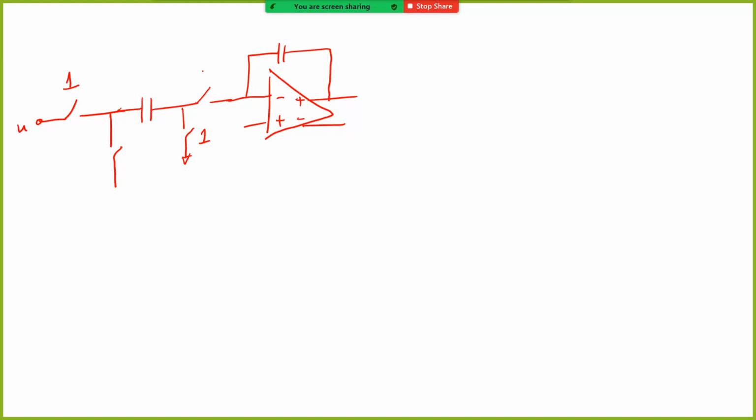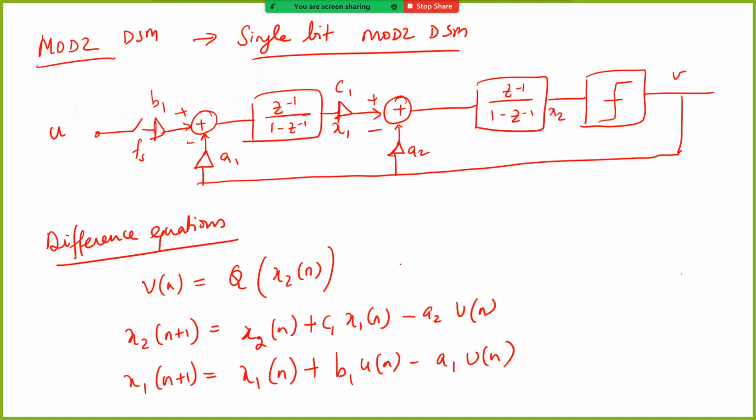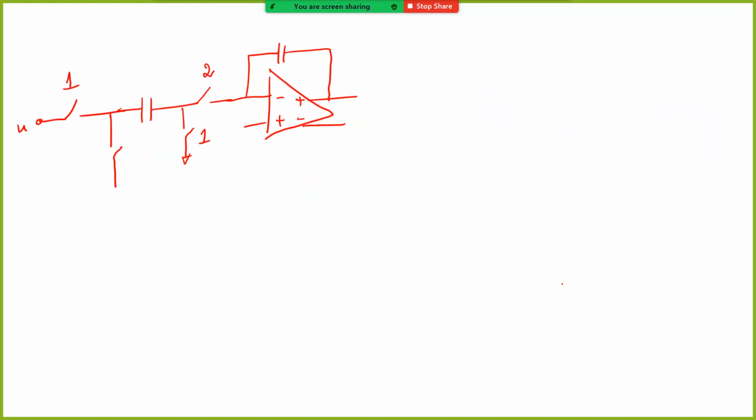And this switch is connected to φ2, okay? So let us first look at this particular section. You have two things which need to be summed, so it is b1 times u of n minus a1 times v of n, right? Now this is b1 times, let's say this is x1.